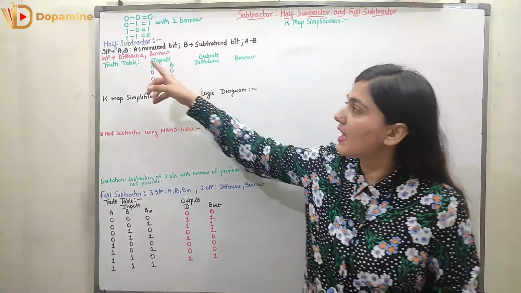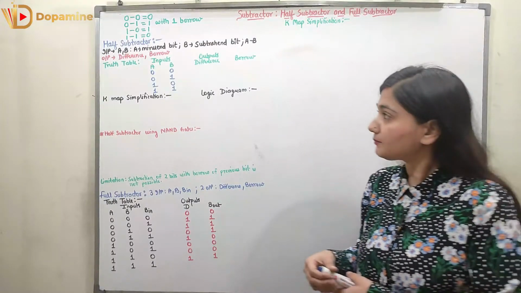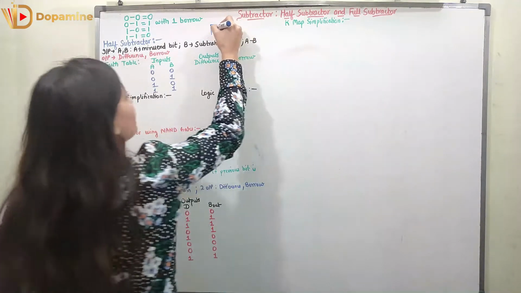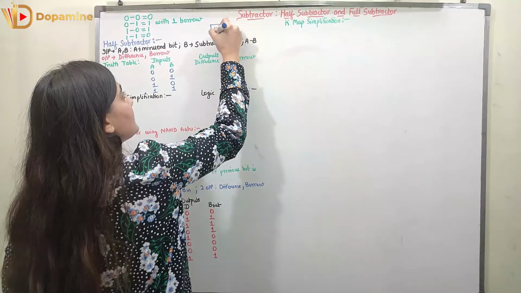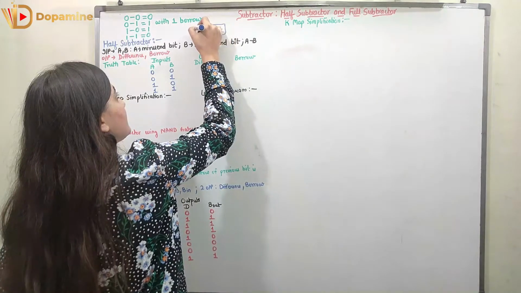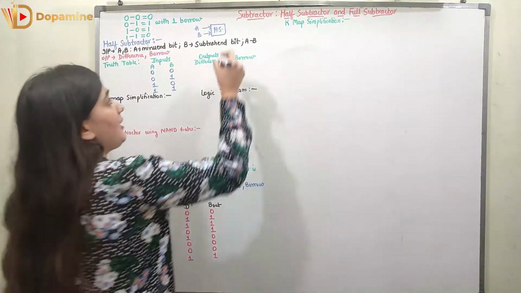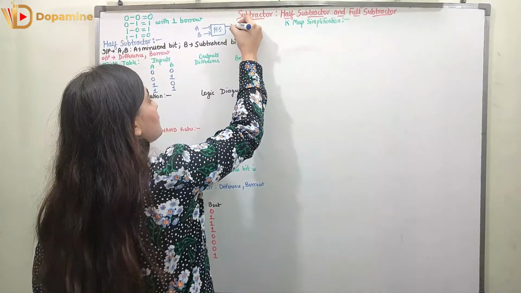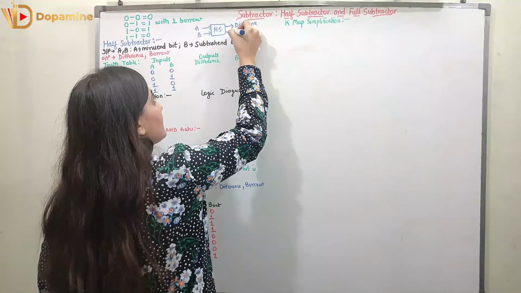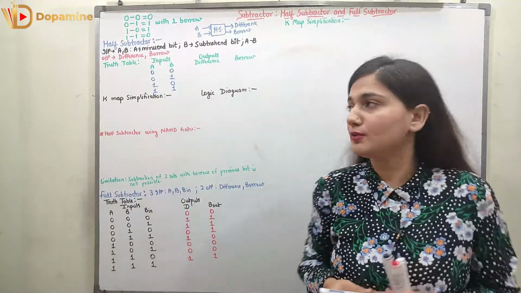The half subtractor will be having two inputs A and B, where A is the minuend bit and B is the subtrahend bit, right? So how can I make the block diagram of the half subtractor? I am representing half subtractor with HS, right? So here we have two inputs. First input is A, second input is B. A is the minuend bit and B is the subtrahend bit. I will get two outputs. First output over here is the difference, and the second output over here is the borrow, right? So here I will have two inputs and two outputs.